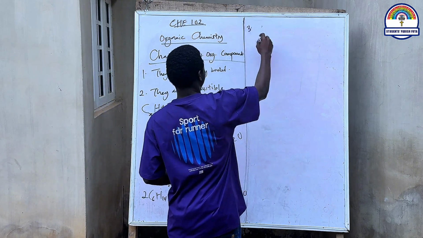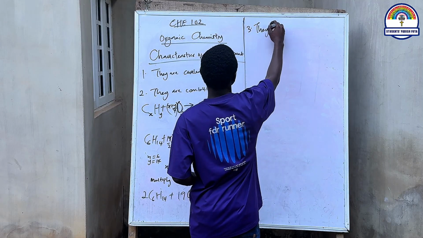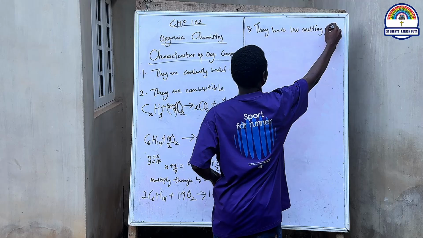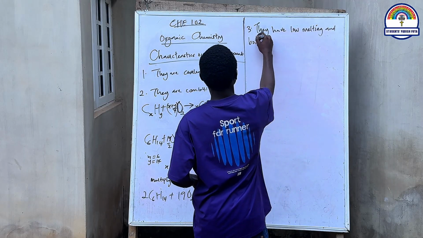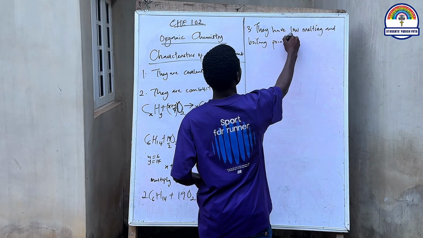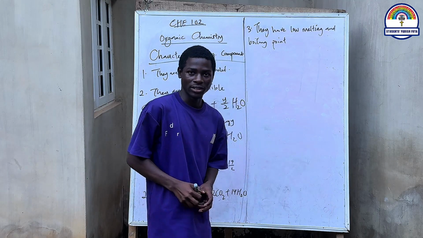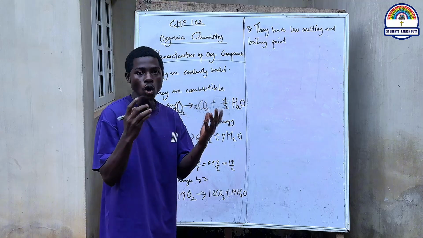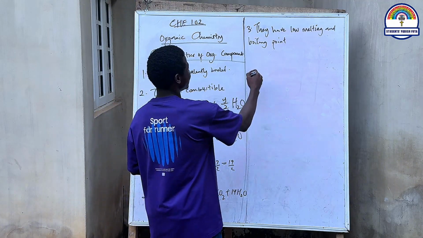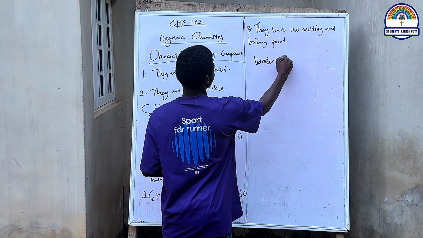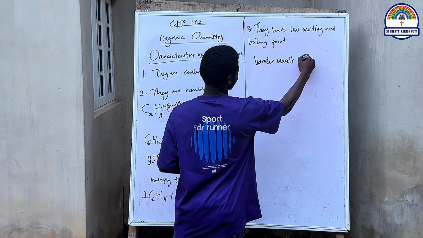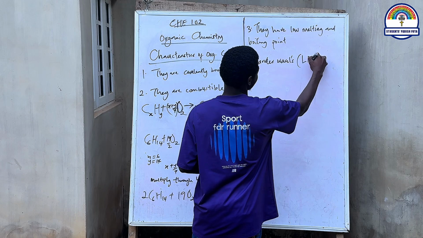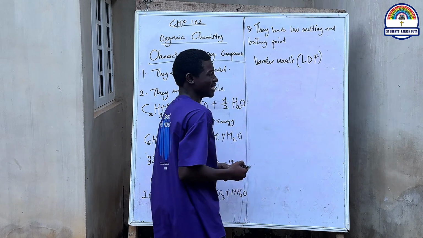Another property we'll be looking at is that they have low melting and boiling points. So hydrocarbons have low melting and boiling points generally, and this is the reason. Majority or all organic compounds, the force that exists in them is the van der Waals force of attraction. We call it the London dispersion forces, LDF. That's the force that exists between them.